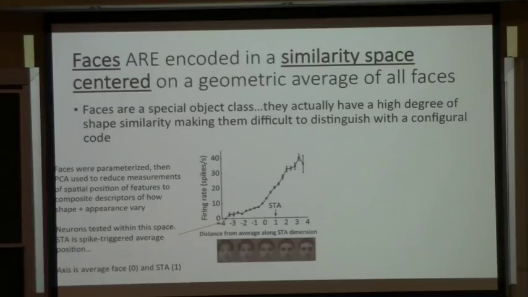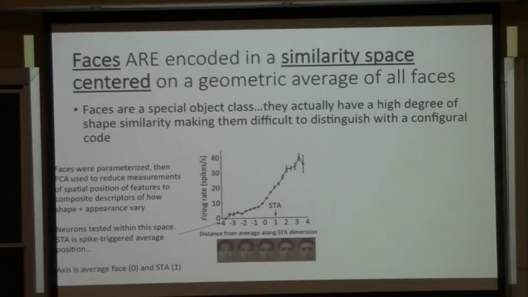He talks about, I think, this one lady's lab who does really cool work, but I boiled it down to this one experiment which I think shows what you need to know. The faces were parameterized, and then they used PCA. They showed a lot of different spatial positions of features to composite descriptors, and those represented shape and appearance. With those, neurons were tested within this space.